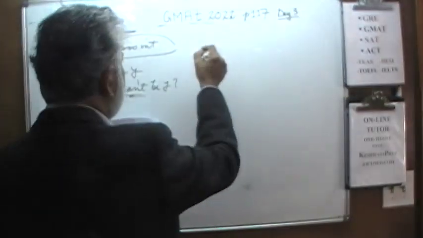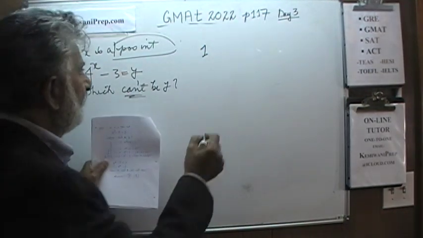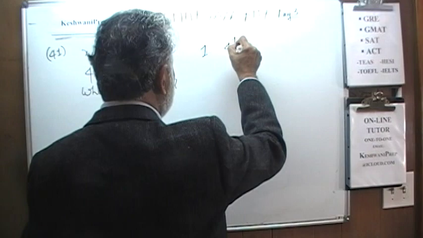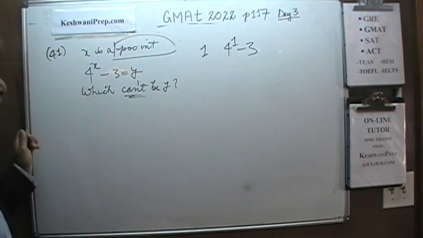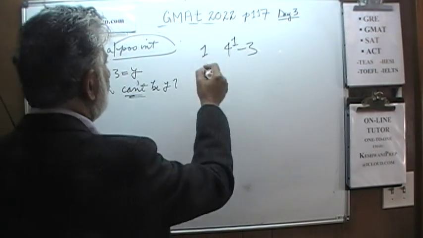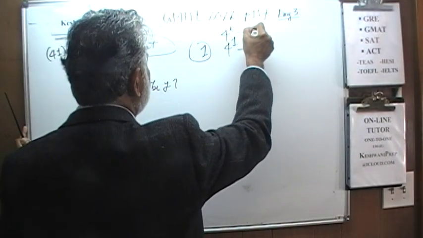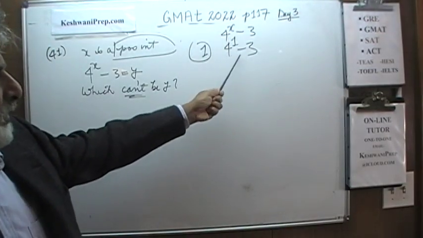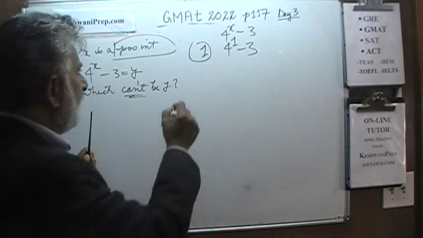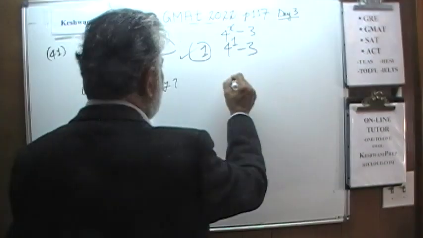The first one says 1. Can y be 1? The answer is yes. Y can be 1. If x happens to be 1, here we have, this is the answer choice rather, here we have 4 raised to x minus 3. If x happens to be 1, 4 minus 3 is equal to 1. So that works. Let's look at what happens if x is equal to 2.